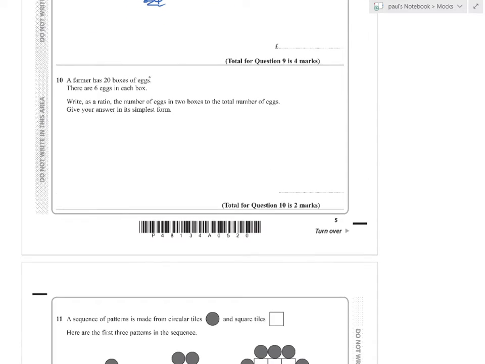A farmer has 20 boxes of eggs. There are 6 eggs in each box. Write as a ratio the number of eggs in 2 boxes to the total number of eggs. Well, the total number of eggs is 20 times 6, which is 120. 2 boxes of eggs is 24. So we've got a ratio of 24 to 120, which is 12 to 60, which is 1 to 5.